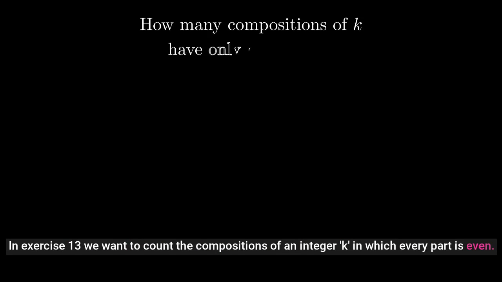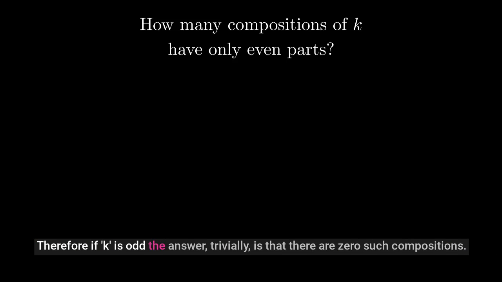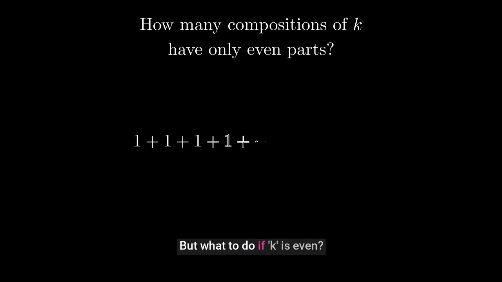In exercise 13, we want to count the compositions of an integer k in which every part is even. Of course, if every part is even, then k must be even, since the sum of even numbers is even. Therefore, if k is odd, the answer, trivially, is that there are 0 such compositions. But what to do if k is even?